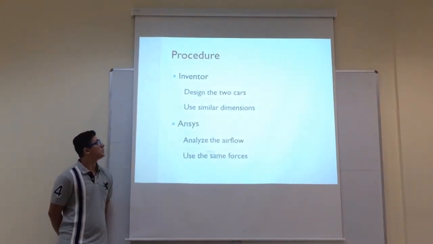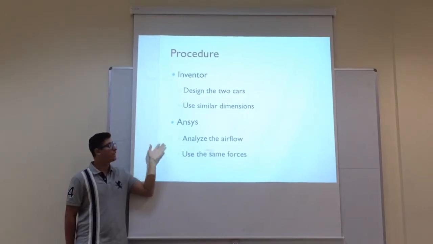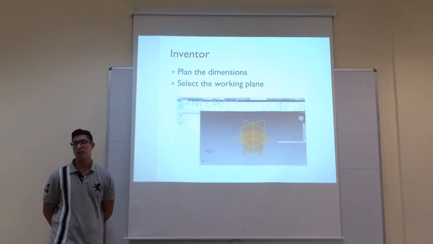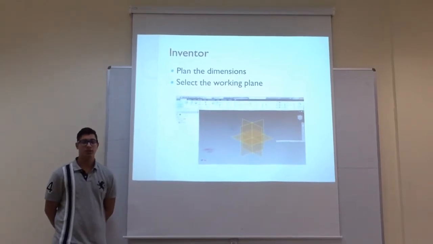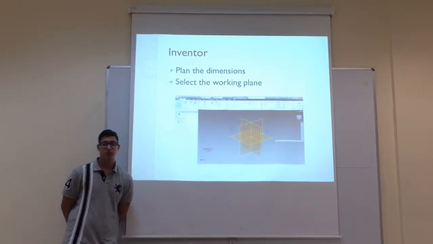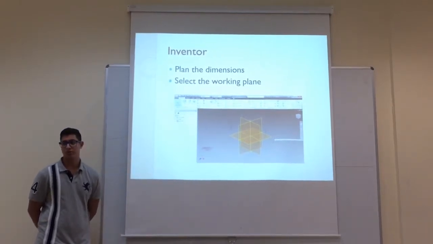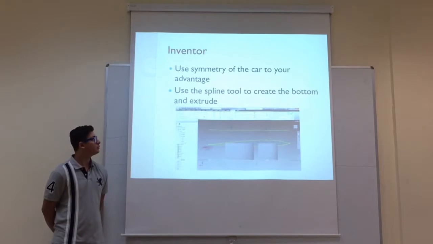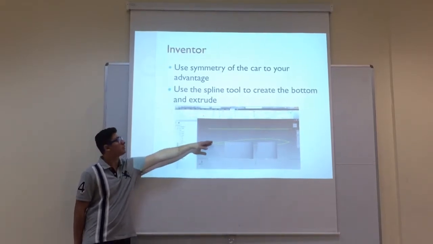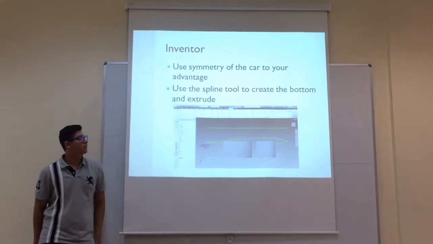So, procedure. First we had to make the Inventor designs, and then we had to go to ANSYS to produce the airflow diagrams. Before we could start, we had to assume dimensions for the two cars because the dimensions weren't given. So we selected a plane to work on. Then we began using the spline tool to create aerodynamic shapes for both the bottom and the side of the body. We then extruded them.